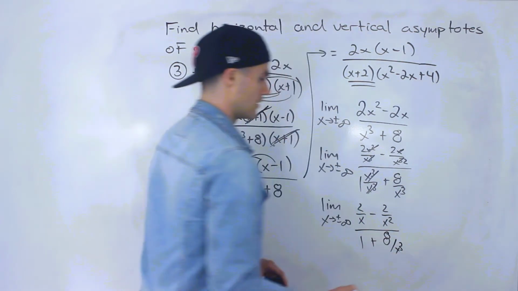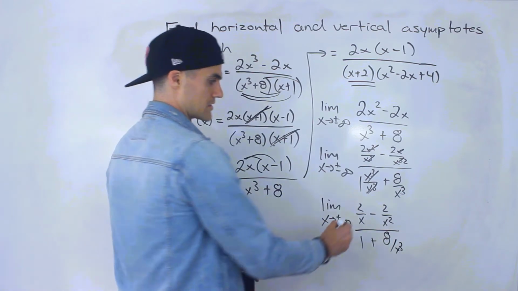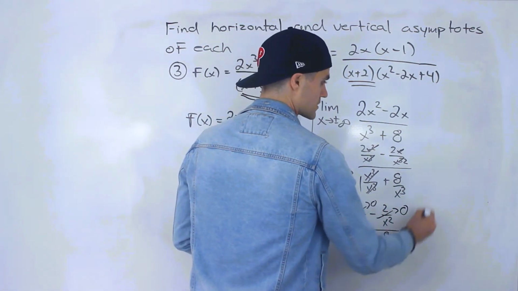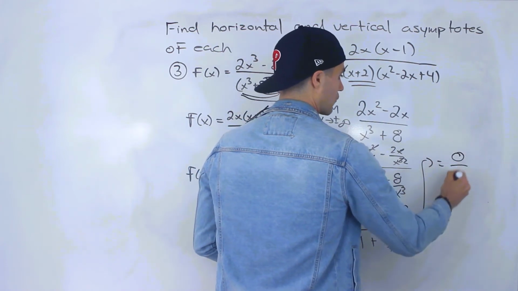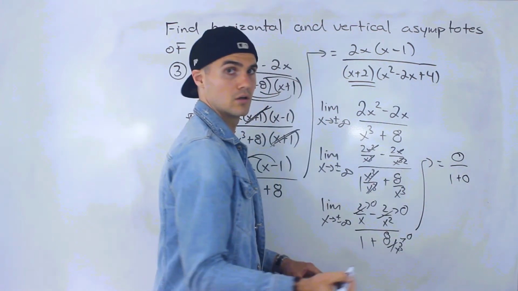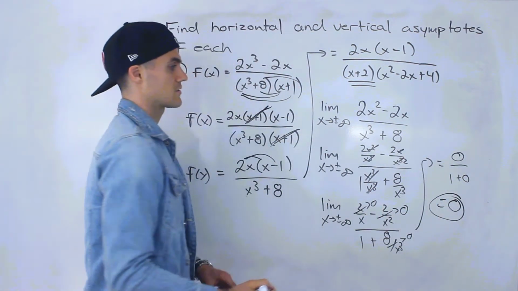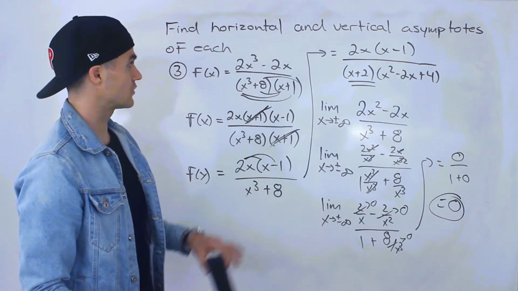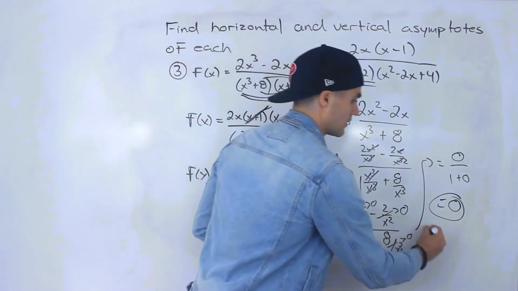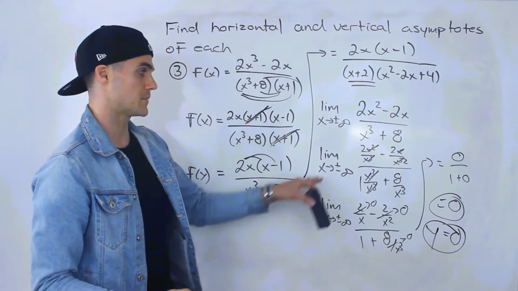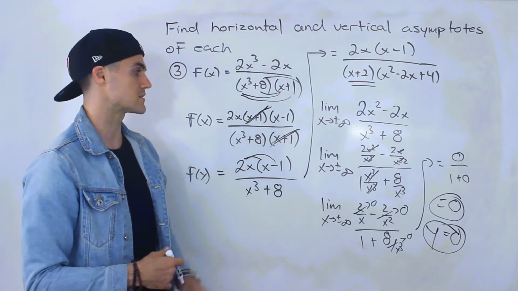x to the 3. And now notice that this is going to go towards 0, this is going to go towards 0, this is going to go towards 0. So we'll end up having 0 over 1 plus 0, which 0 divided by a number just gives us 0. And so the horizontal asymptote for this function is y is equal to 0. That's the limit as x approaches plus or minus infinity.